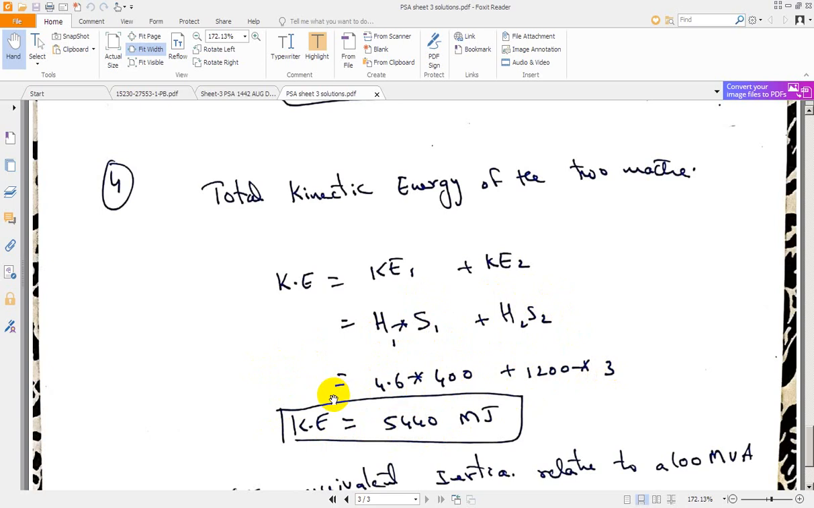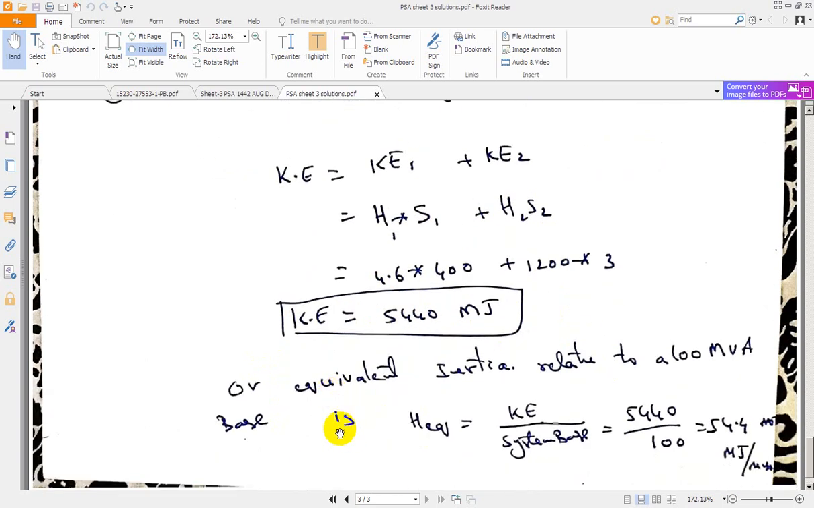But what we need to calculate? We need to calculate this H equivalent to a base of 100 MVA. So let us calculate the H equivalent to the base of 100 MVA. Kinetic energy divided by system base will be the total kinetic energy, what we got, 5440 divided by 100. You will get it as 54.4 megajoules per MVA. What we have evaluated here? We have evaluated the total inertia, equivalent inertia related to the 100 MVA.